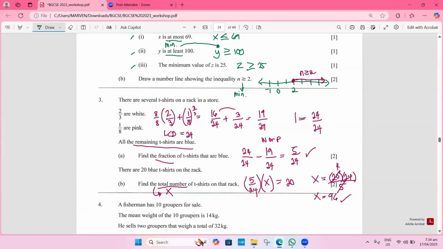You may copy the solution or take a screenshot of the solution. Question? Okay, let us proceed to number 4.